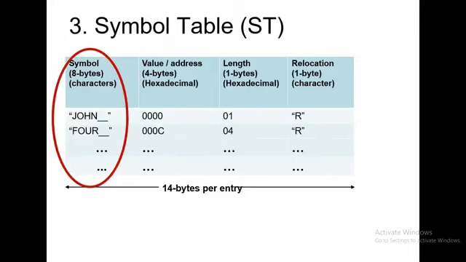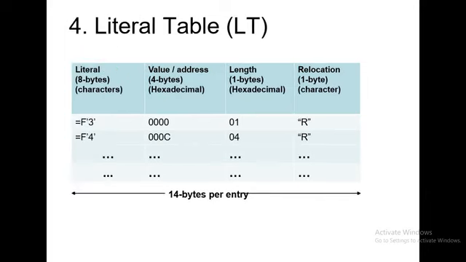Now next is the symbol table. What is the first column in the symbol table? The name of a symbol, then the address of a symbol, after that the value of a symbol, and the last one is relocation. Okay, so these are the entries which are present in the symbol table.